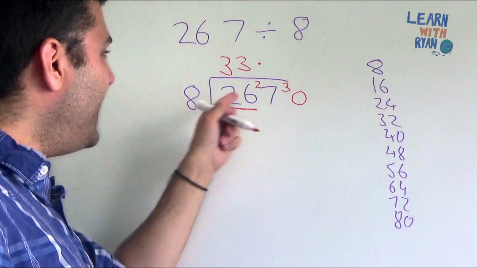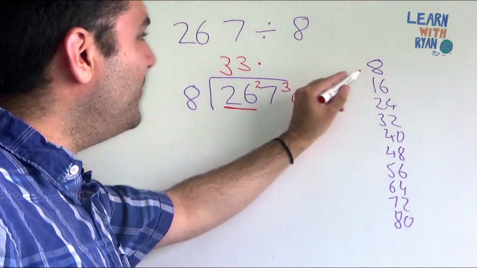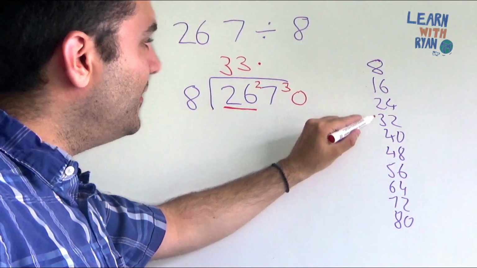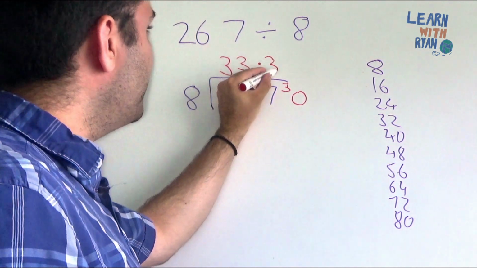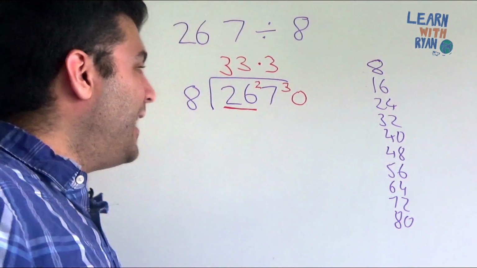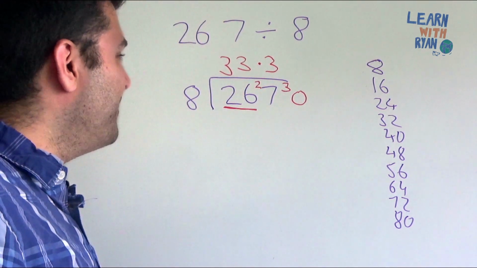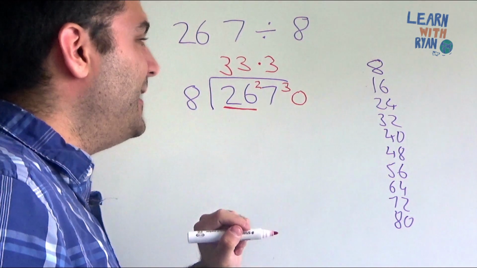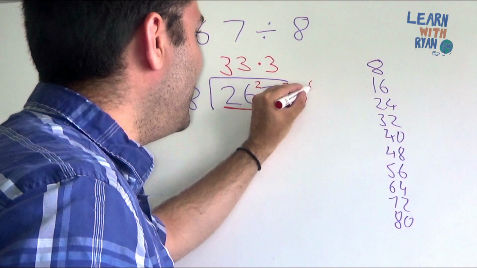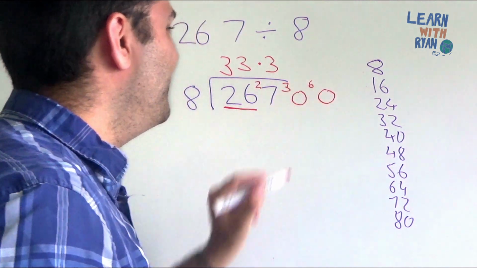So then it's how many 8s in 30? Well, let's count. We've got 1, 2, 3. That's too many, so we stop at 3 for 24. So it's another 3. Okay, so what's the remainder going to be? Well, we've got 24 at the minute, we want 30. So the remainder is going to be 6. So I'm going to add a 6 there and add a 0.